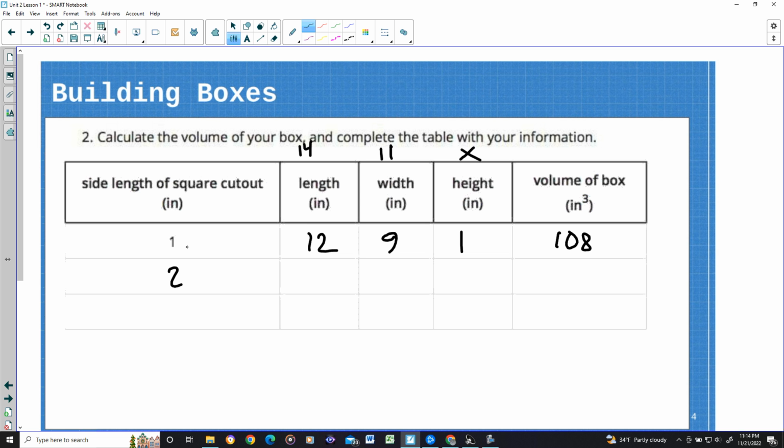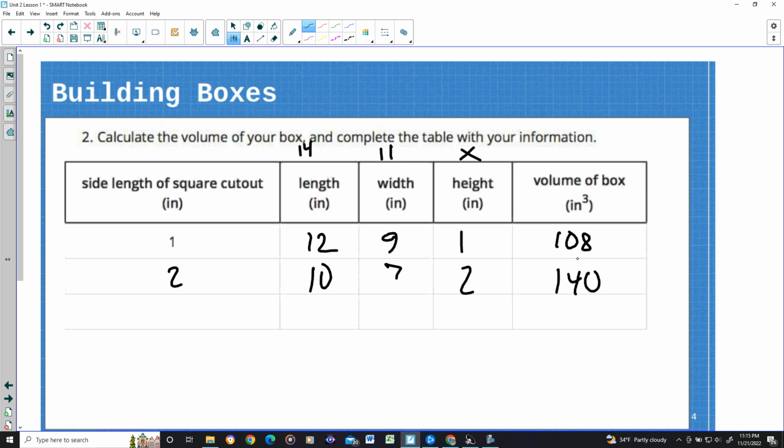Okay, now what if instead we had a side length of 2? We took 2 inches square from each side. So if we took 2 inches square from each side, what do we have? We have 14, right? But we take 2 inches on the left and 2 inches on the right. So we've lost now 4 inches. This drops to 10. Now 11, we take 2 away, that's 9, 2 away, that's 7. And now the height is 2. So 10, 7, 2. And so what's 10 times 7 times 2? 140.